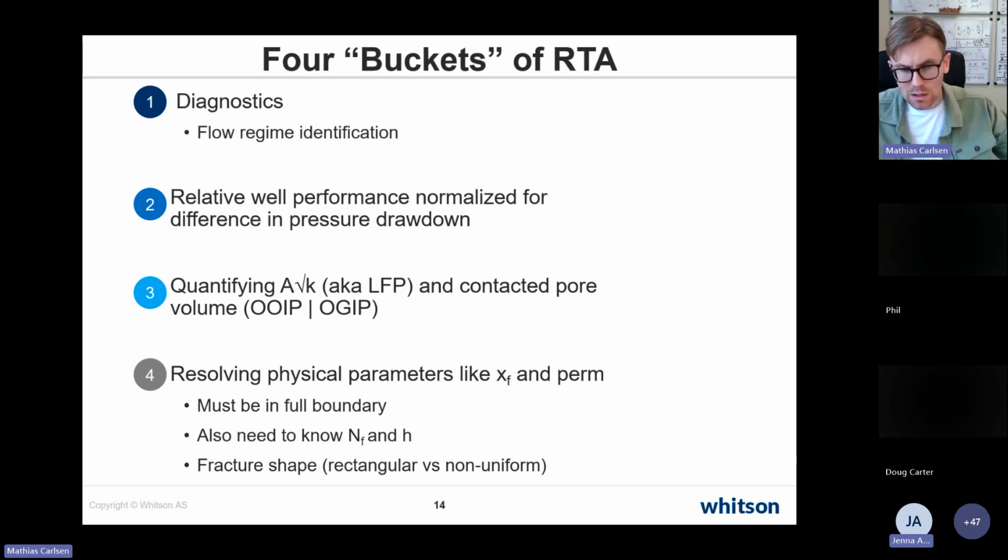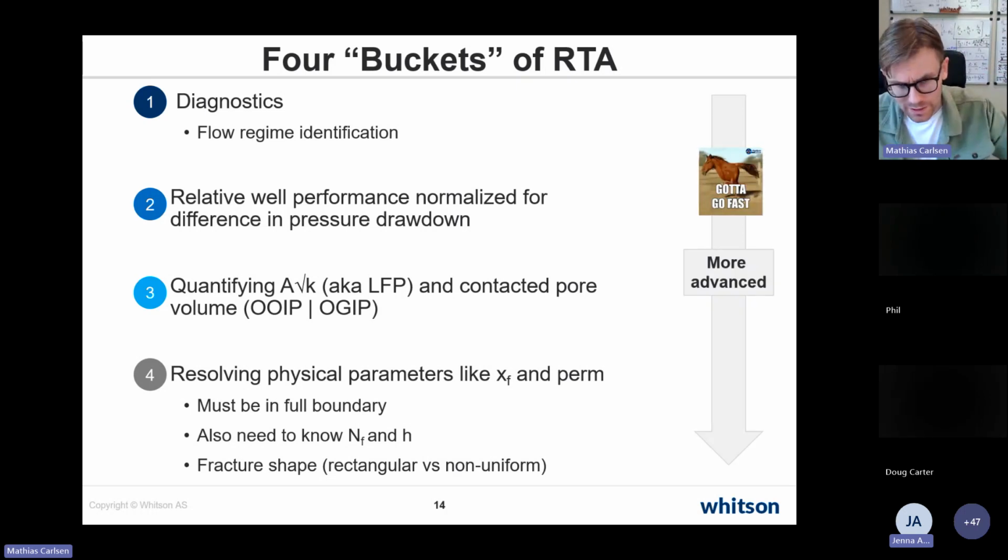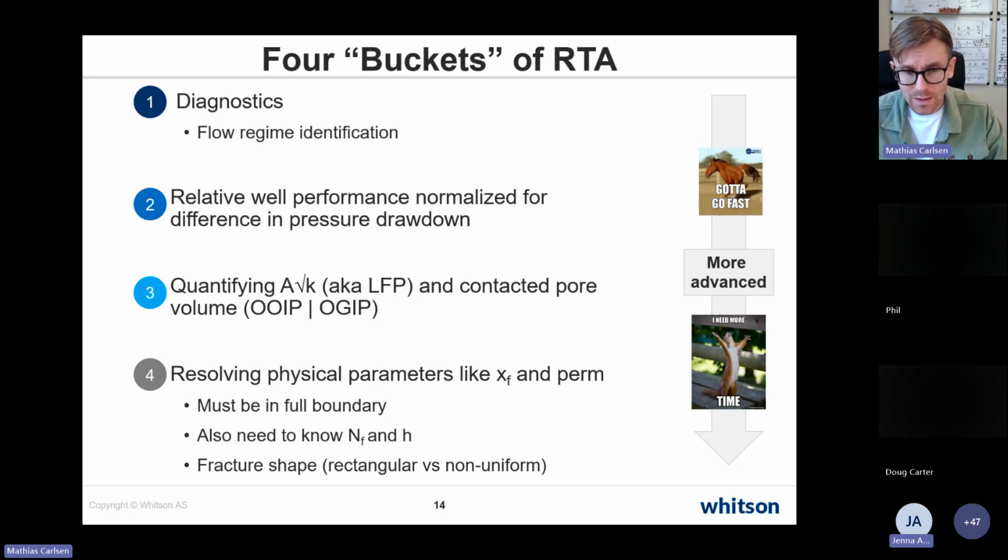So these are the 4 buckets. Now, number 1 and number 2, we can do those very fast. It's going to take seconds. And then number 3 and number 4, at least if you would like to do the full numerical workflow, would take maybe up to 5-10 minutes per well, if you get good.